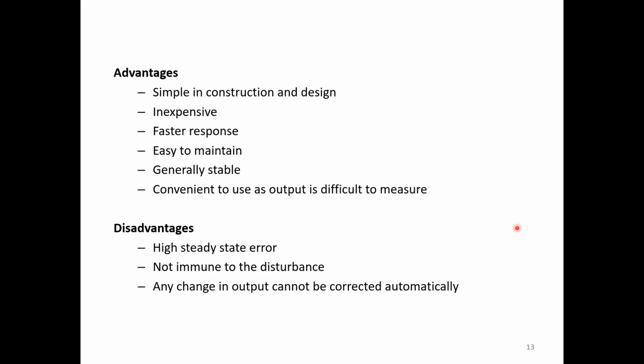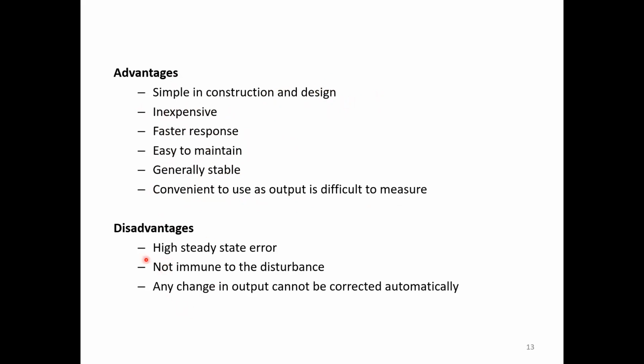What are the advantages here? Simple in construction and design. So it is simple, easily you can design or make the open loop system. Inexpensive, that means cheap. It has a faster response. It is easy to maintain. It is generally stable and convenient to use where the output is difficult to measure. Now see, these are the advantages. Some advantages are there, just try to remember.